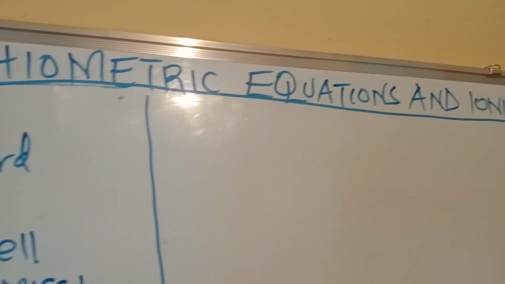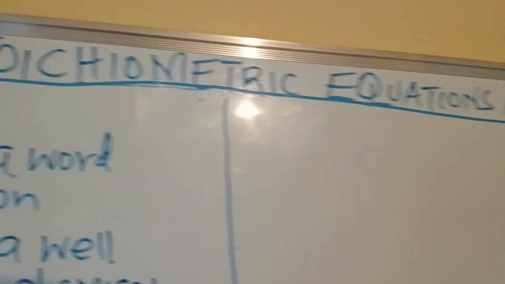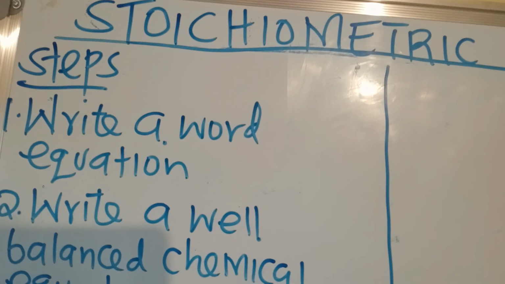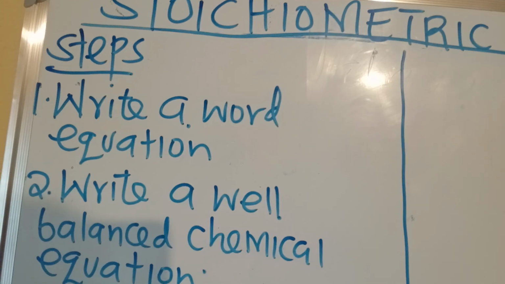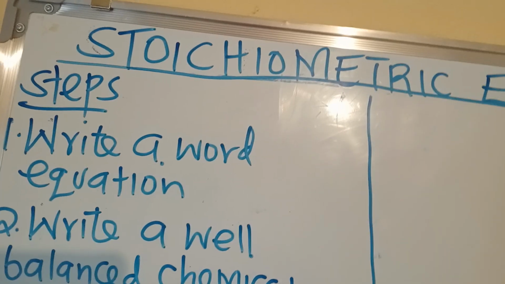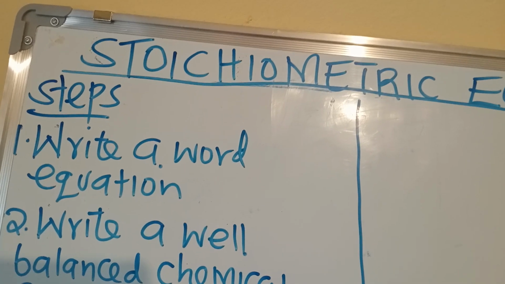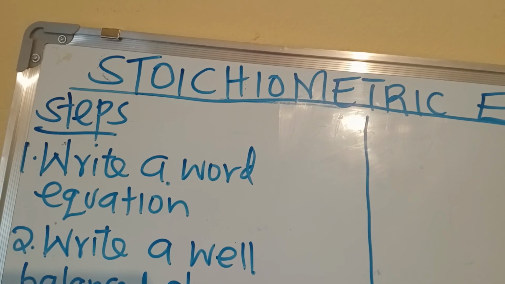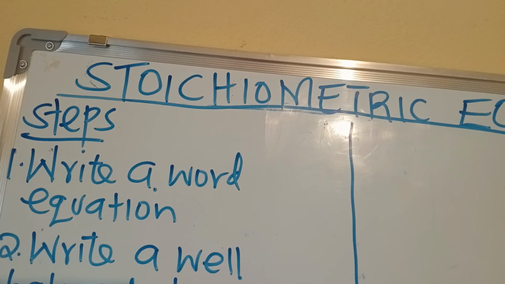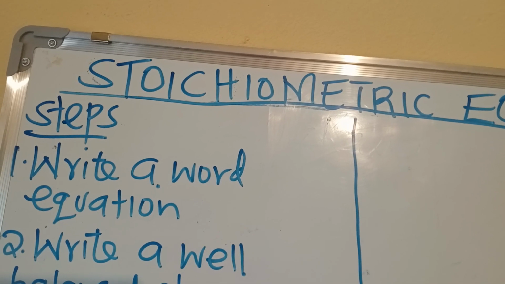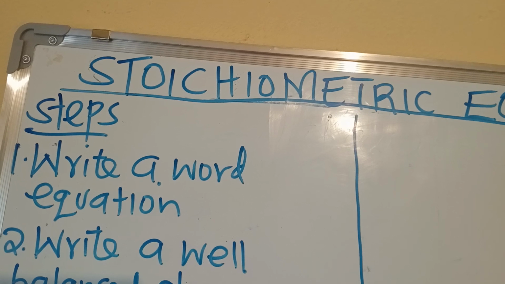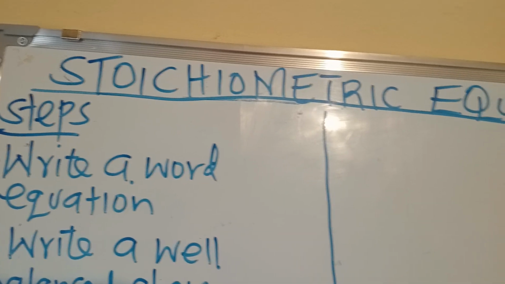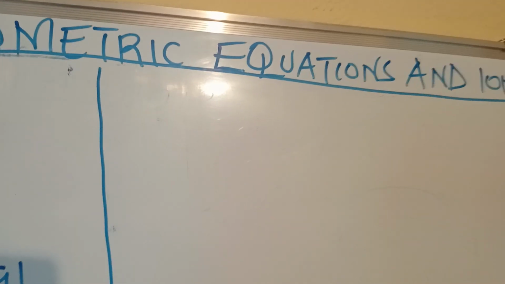When you are writing ionic equations, these are the steps that we follow. 1. You write a word equation. A word equation in this case is that equation where you use the words. The words in this case, again, it means you call the element or the compound that you are using in the equation by name. So we are doing it step by step.